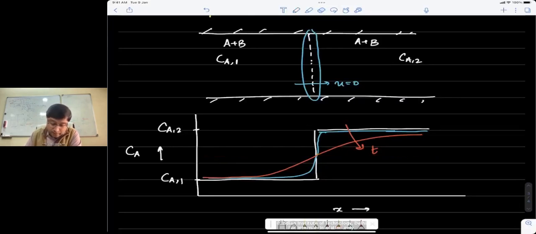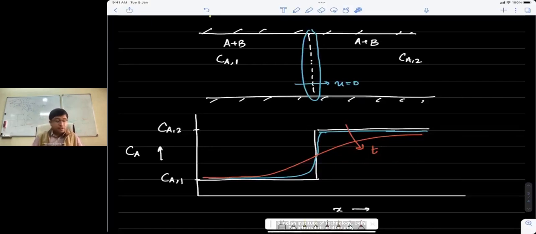So anyway, we know that this is going to happen if the interface was not moving. But let's say the mixtures were part of a fluid system and they are moving, so the interface itself is also moving. Then you won't see this kind of behavior. In fact, this interface that I've drawn here would have moved after some time. It would have moved to the right. Let's say the flow was from left to right. This interface would go to the right.